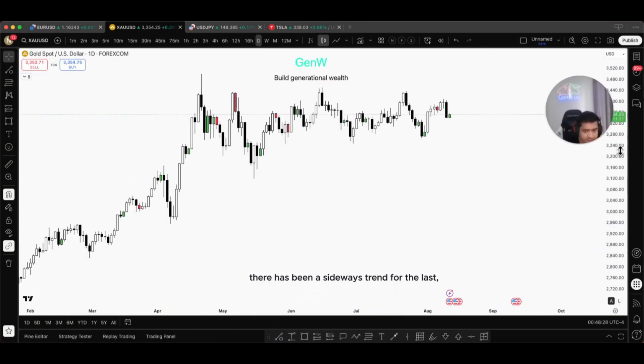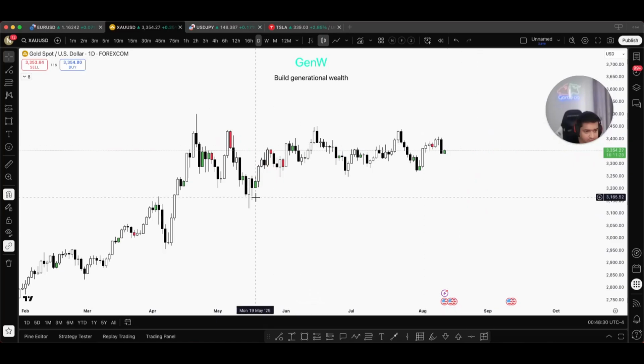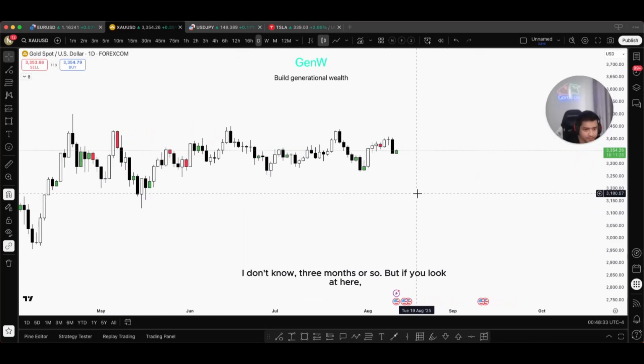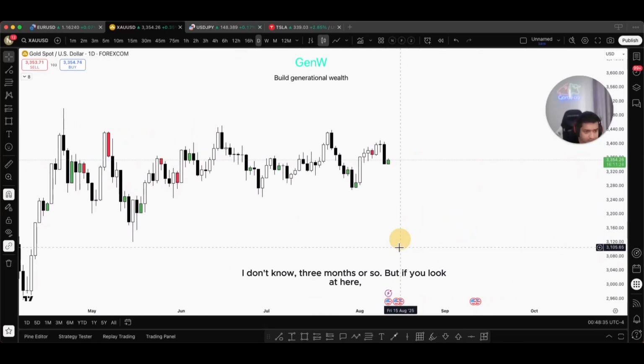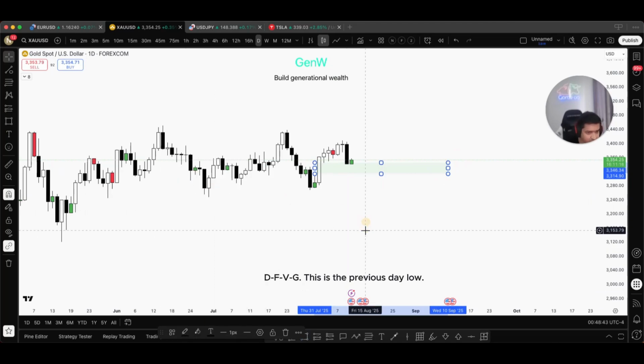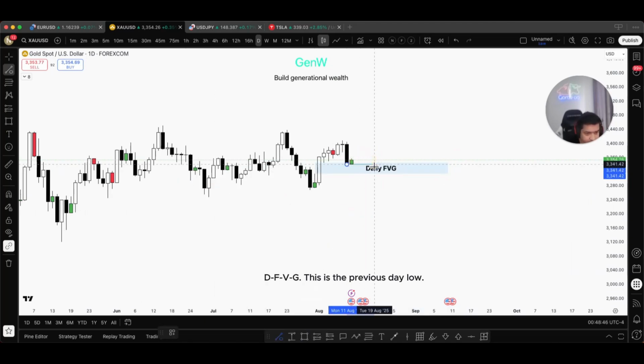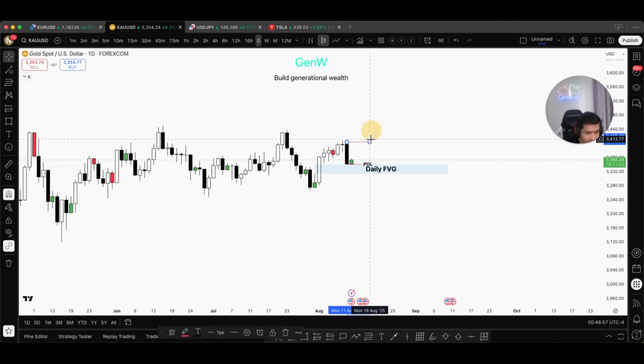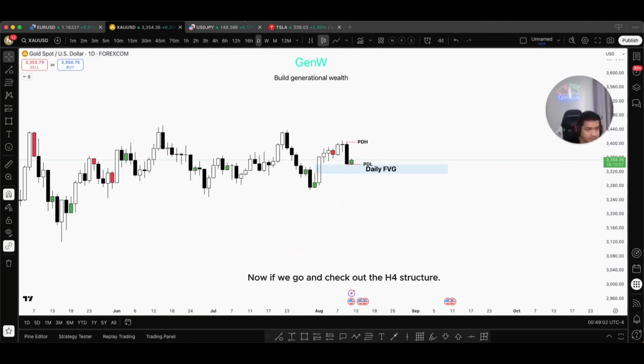On the daily time frame, there has been a sideways trend for the last, I don't know, 3 months or so. But if you look here, there was a daily fair value gap which price has mitigated. DFVG, this is the previous day low. Let's just keep the fresh DFVG here, and then this is the previous day high.